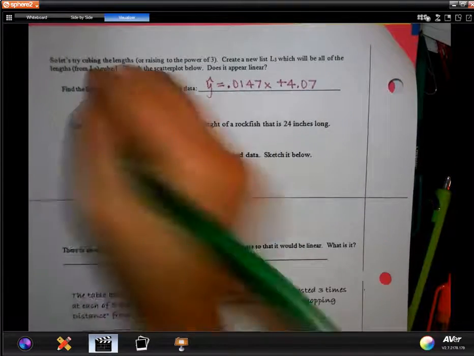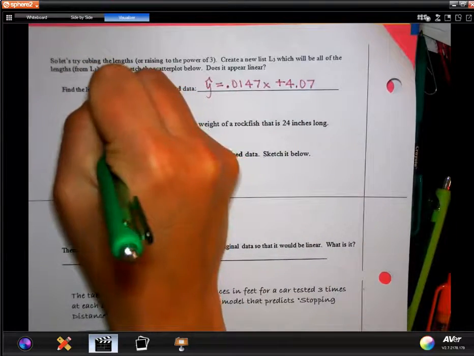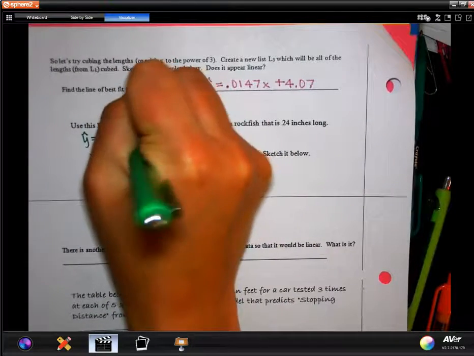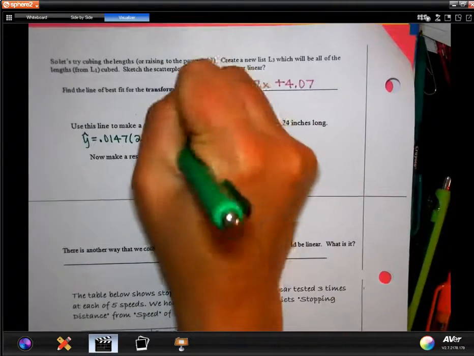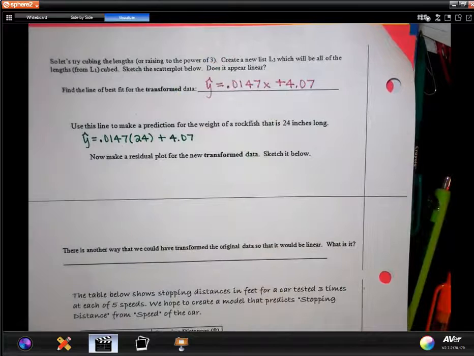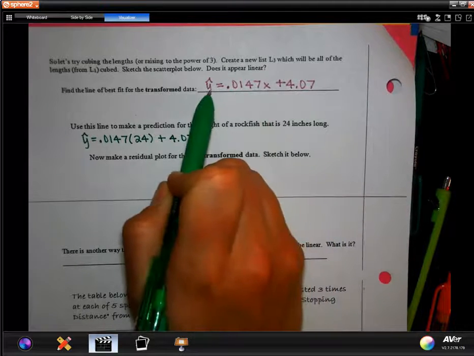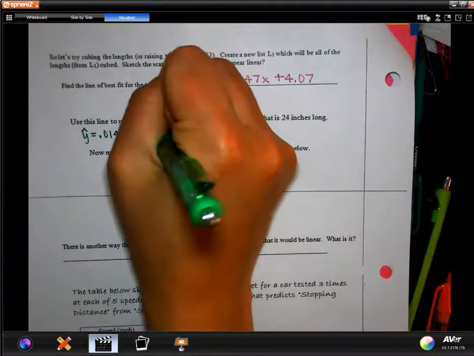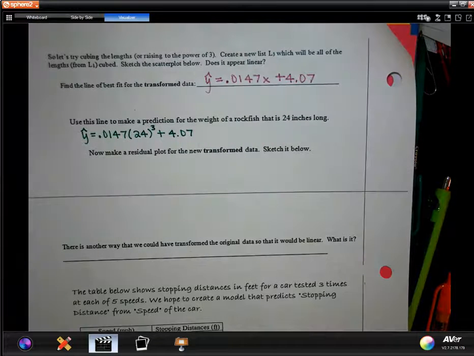A lot of you did this. Actually, all of you did this. When you put it in the line, you just put 24 in, which before, when we just did x versus y, that's what we needed to do: just put what x is in. But now our y hat is the weight and our x is length cubed. So you need to cube 24 first. When you make a chart, it was length cubed times.